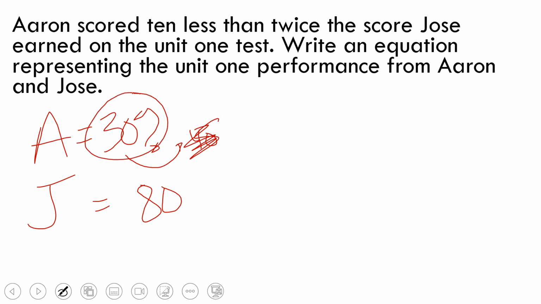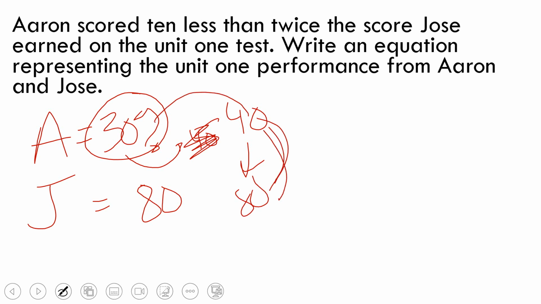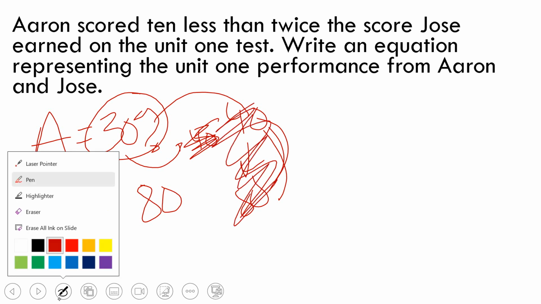Let's see if this makes sense. Is 30 10 less than twice? Talk in your groups. Do you agree or disagree? Aaron scored 10 less than twice the score of Jose. So I think it's easiest first to go, well, what's twice Jose? If Jose was 40, 40 doubled would be 80. Yes, this is twice, but it's 10 less than that. And that's why I put Aaron at a 30. So these are some arbitrary scores.